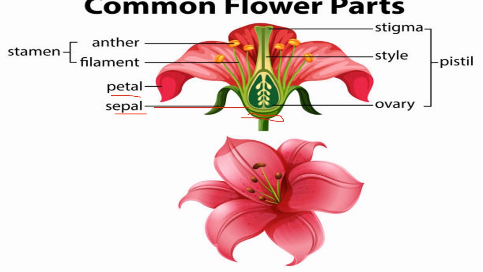And then petals. What are petals? Petals form the most obvious part of a flower. Most petals are brightly colored to attract insects for pollination. A group of petals is called petals.